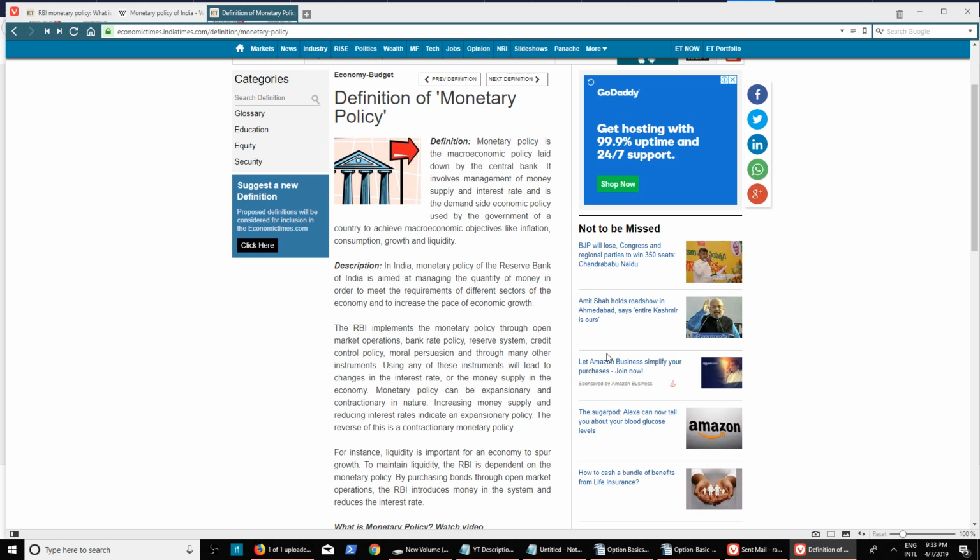So basically, RBI issues this monetary policy, but what exactly is a monetary policy? A monetary policy is basically a macroeconomic policy laid down by the central bank, and it involves management of money supply and interest rate, and is a demand side economic policy used by the government. So basically, the monetary policy of RBI is aimed at managing the quantity of money in order to meet the requirements of different sectors of the economy in the country, and to increase the pace of economic growth. This is also very important for inflation too.